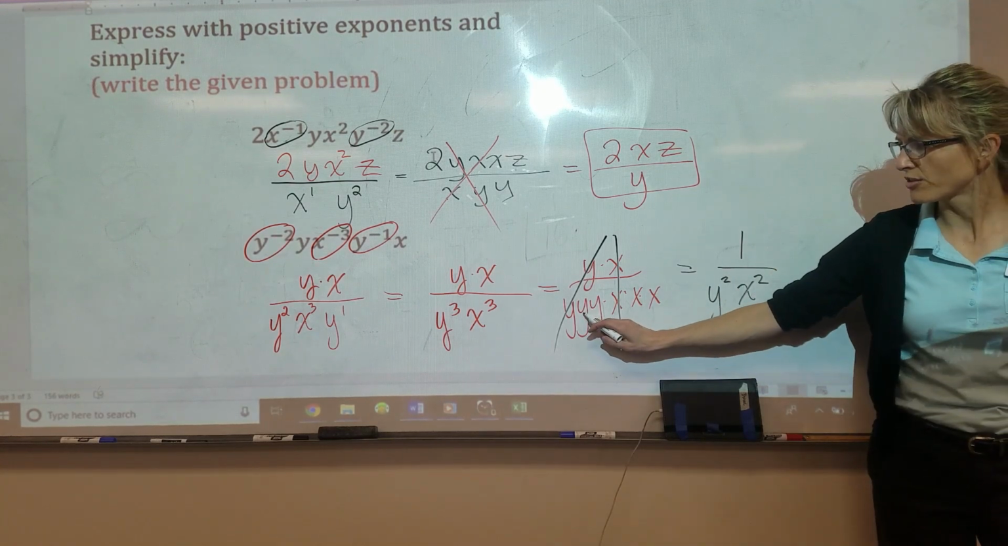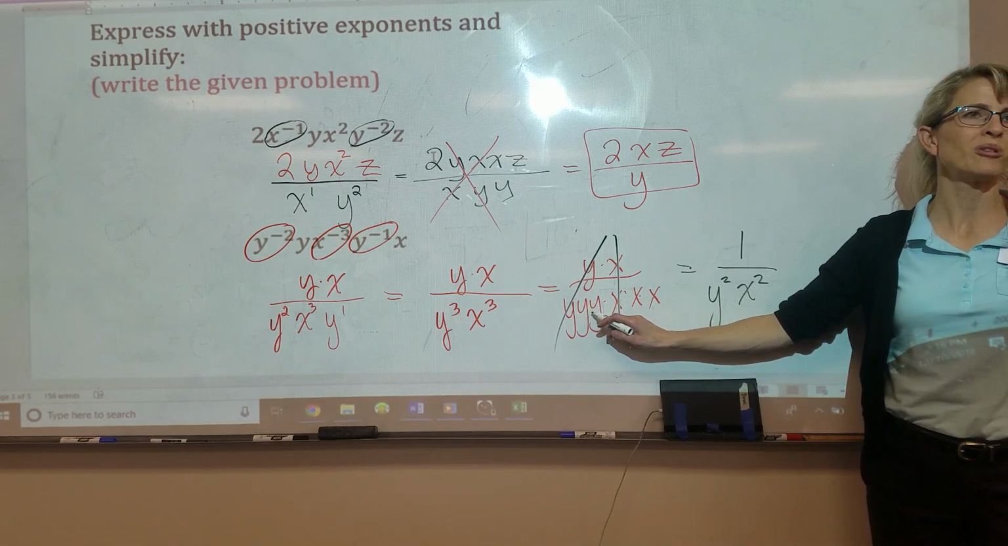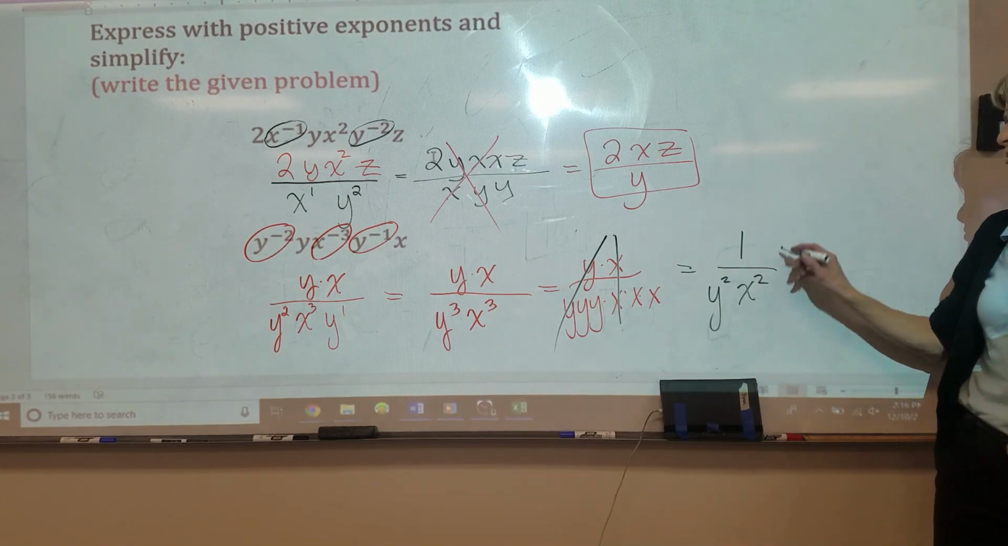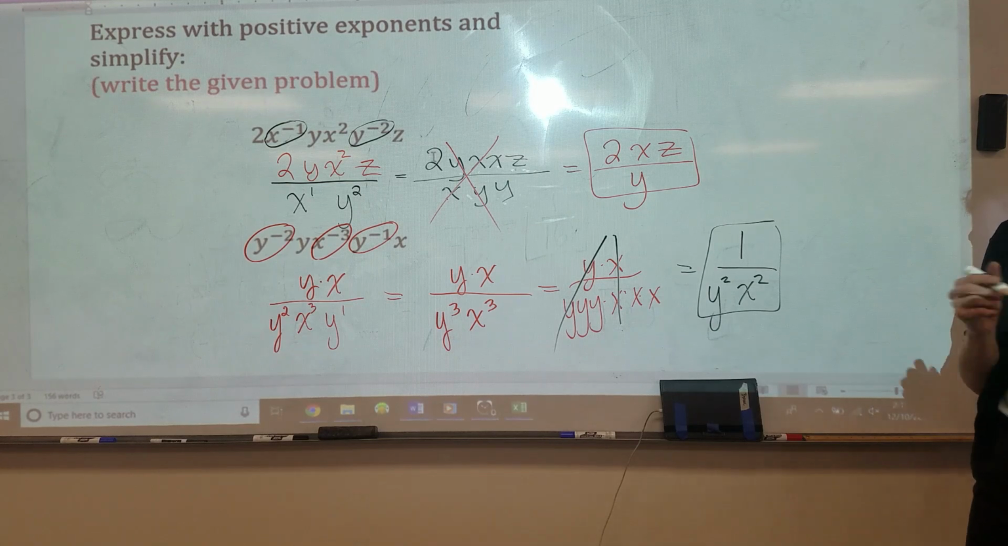Excellent. I like that on the fly she knew, and we could have written Y, Y, X, X on the next step, but she just knew, oh, it would be simpler to say Y squared, X squared, and that's our final answer. Raise your hand if you had 1 over X squared, Y squared. Awesome. You did very good. You're listening so good today.